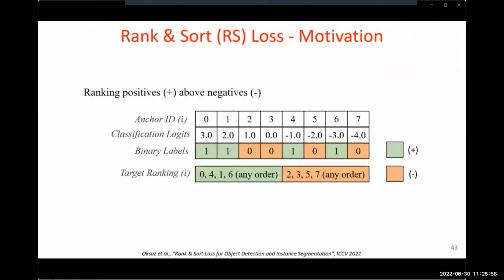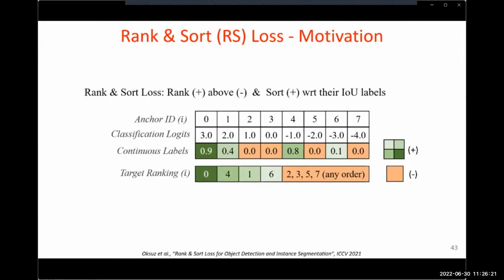RS loss has a similar motivation with quality focal loss, but differently, RS loss aims to leverage the benefits of ranking-based loss functions. Different from existing ranking-based loss functions, which do not consider positive-to-positive interactions when training the classifier, RS loss aims not only to rank positives above negatives, but also to sort positives among themselves with respect to their continuous IOU values.